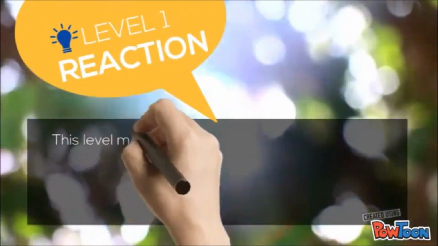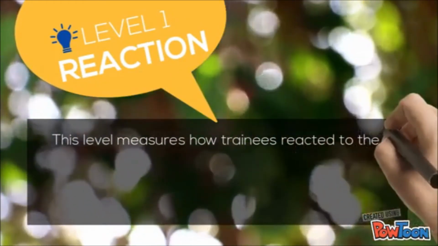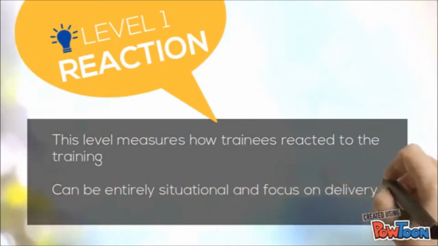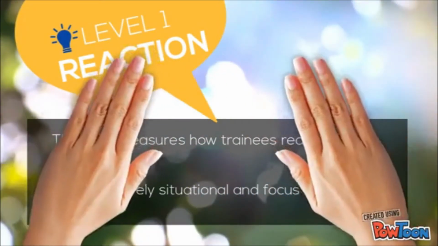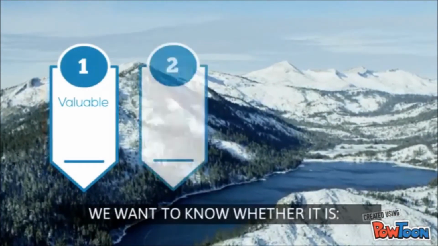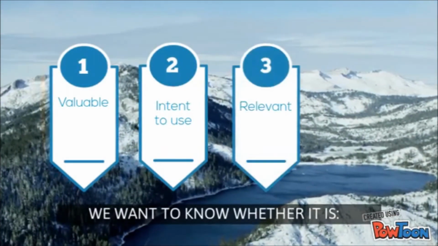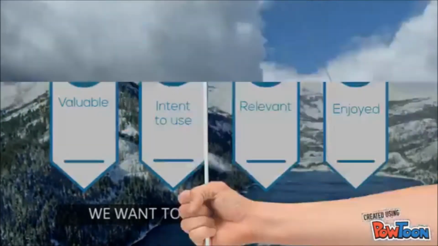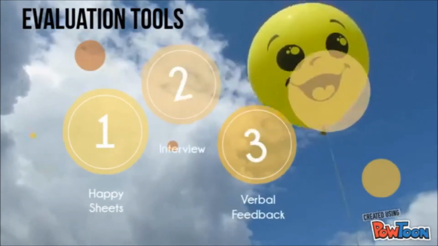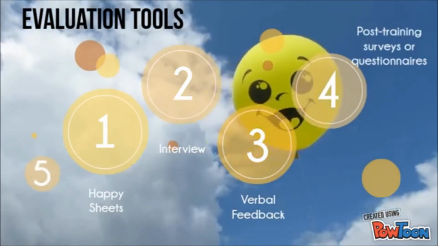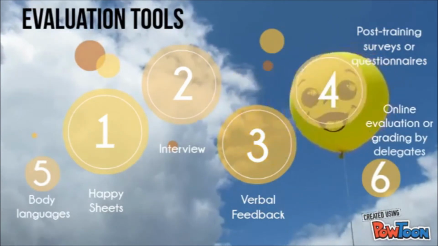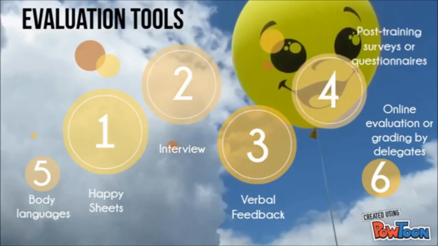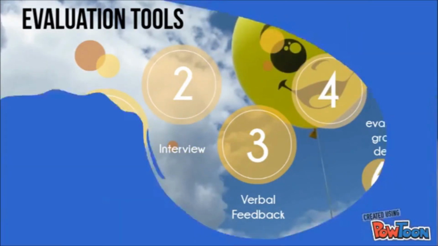The first level is called reaction. This level measures how trainees reacted to the training. It can be entirely situational and focus on the delivery aspect. We want to know whether it is valuable, intent to use, relevant, and also enjoyed. The evaluation tools for this level are happy sheets, interviews, verbal feedback, post-training surveys or questionnaires, body language, and online evaluation or grading by delegates.